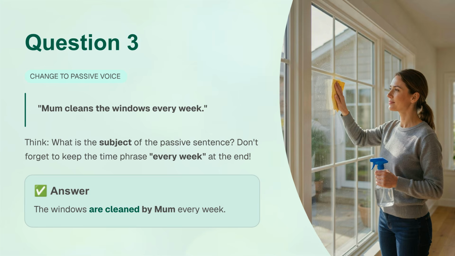Question 3. Change this sentence to the passive voice. Mom cleans the windows every week. Think about it. What is the subject of the passive sentence? Don't forget to keep the time phrase every week at the end of the sentence. The answer is, the windows are cleaned by Mom every week.